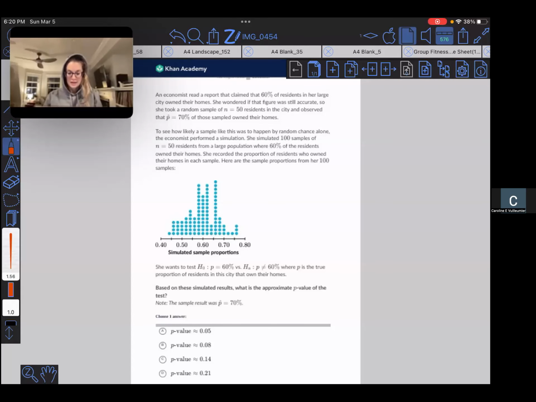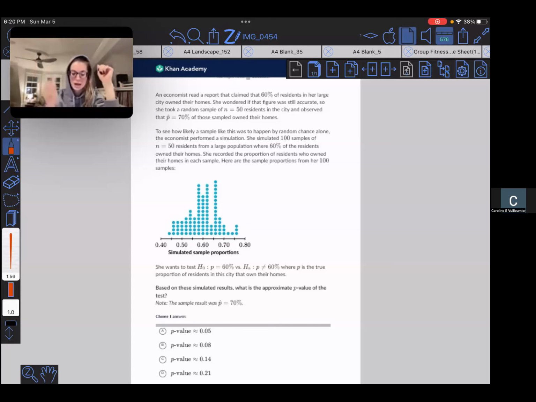Okay, so let's talk about this Khan Academy problem where we're trying to use a simulation to come up with an approximate p-value. An economist read a report that claimed that 60% of residents in her large city own their homes. She wondered if that figure was still accurate, so she took a random sample of 50 residents in the city and observed that p hat, the sample proportion, was 70% of those sampled own their homes.